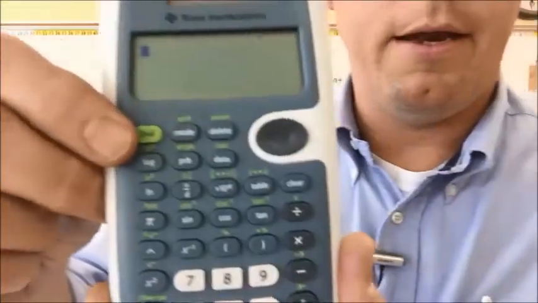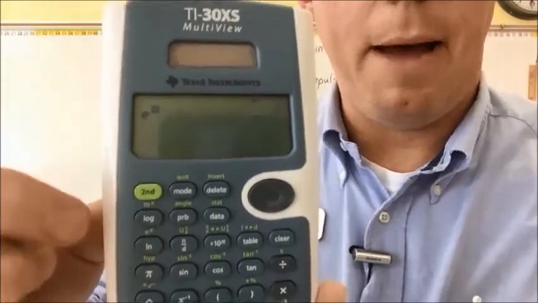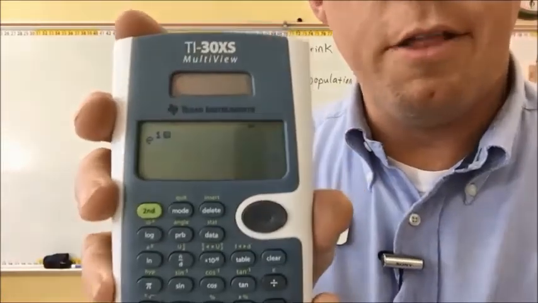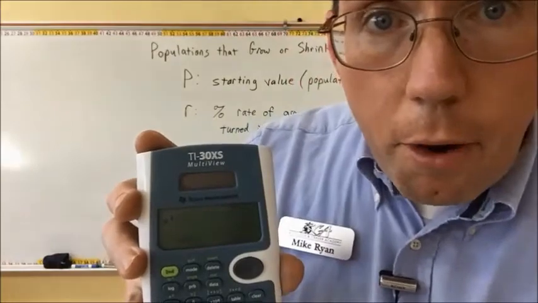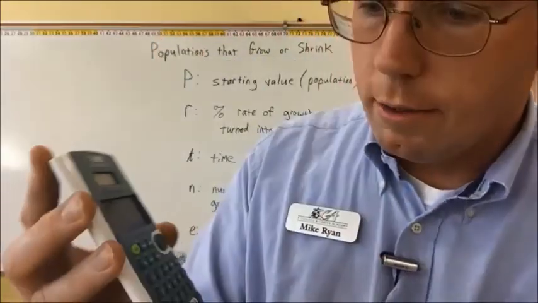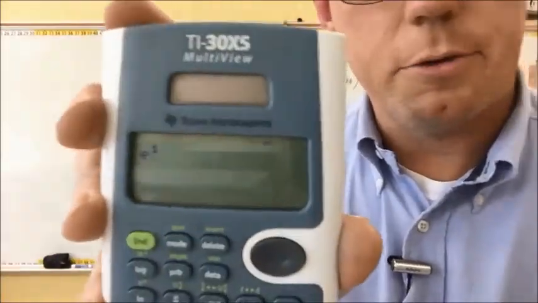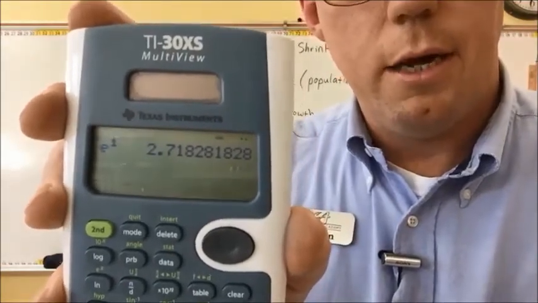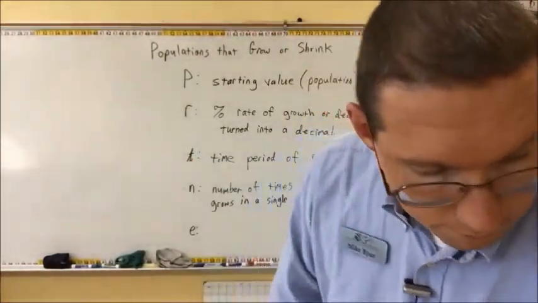So watch what I'm going to do. I'm going to hit second, and then I'm going to hit ln, and it gives me e to the power of, and I'm going to put e to the first power, because e to the first power is equal to e, okay? All right, so now I'm going to press enter. Oh, I hit the off button. That's not the right button. I'm going to hit enter over here and watch what it does. There we go. See that? 2.718281828.